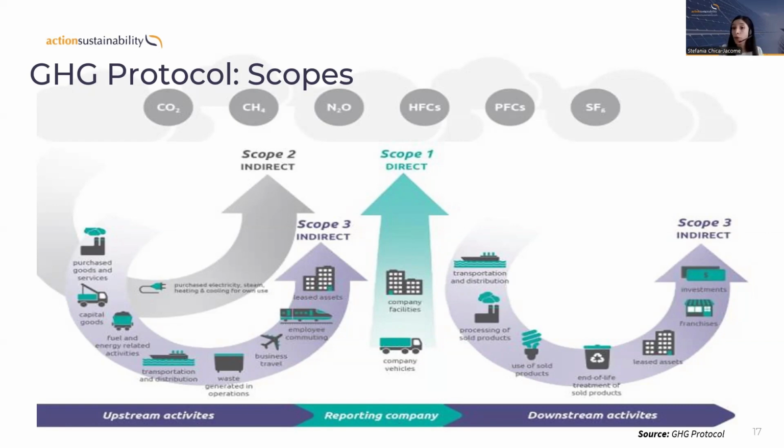There is a huge focus on Scope 3 at the moment, so we're going to continue to dive deeper into that later. The key takeaway from this slide is that if you want to provide a transparent view of your emissions as a company, you need to include both your direct and your indirect emissions, okay?